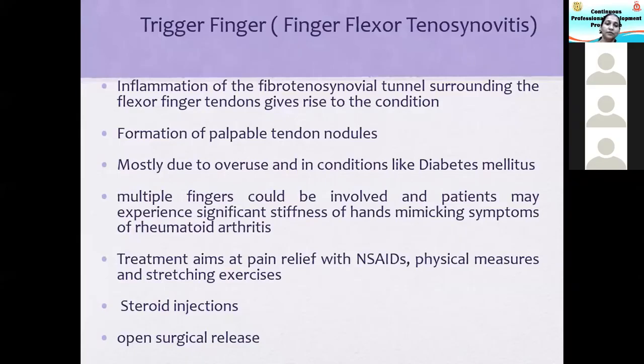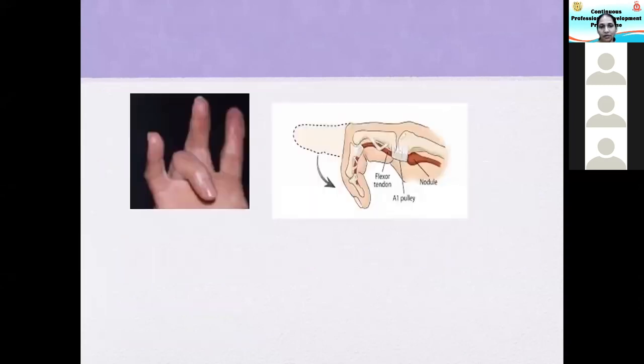Again, here the treatment is aimed at pain relief with non-steroidal anti-inflammatory drugs. Physical measures and also stretching exercises could be used. If not responding to these, steroid injections to the area can be offered. If they are refractory, open surgical release can be performed. So here you see it is the nodule formation and the swelling at this level that gives rise to the locking of the finger.